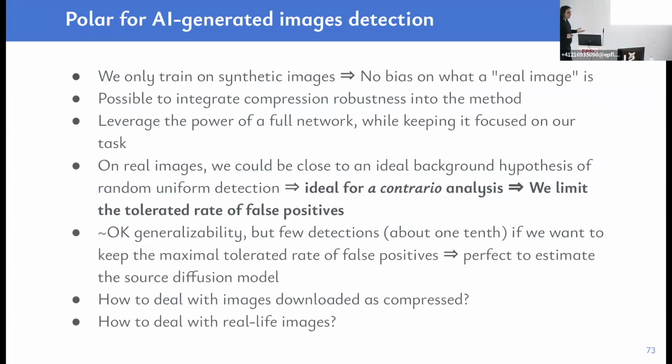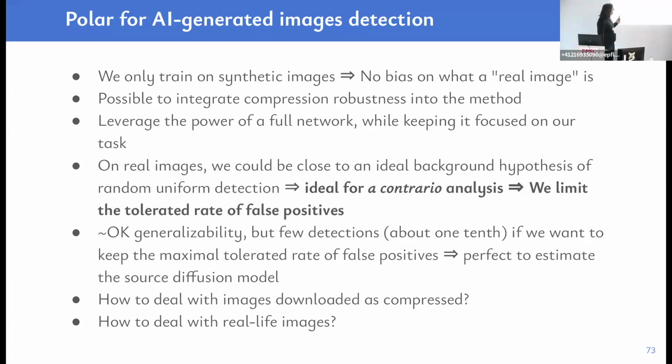So I think there are quite a lot of interesting advantages to positional learning for this kind of detection. First, contrary to other methods, we only need synthetic images for training. So at least we know we have no bias on what a real image is. And you can integrate compression robustness into the method as we did for demosaicing analysis. Overall, I think it enables us to leverage the power of a neural network, but still keep it focused on a specific task.